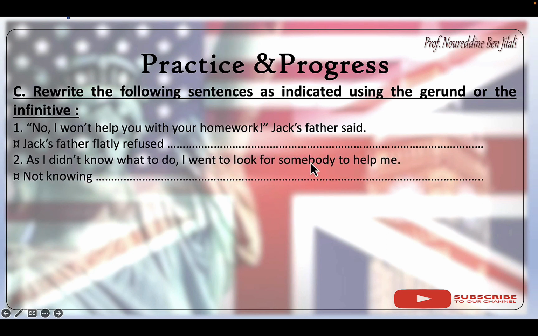Number 2. As I didn't know what to do, I went to look for somebody to help me. So we need to start this sentence with "not knowing." So, not knowing what to do, I went to look for somebody to help me. So know here is followed by an infinitive with to, by the way.